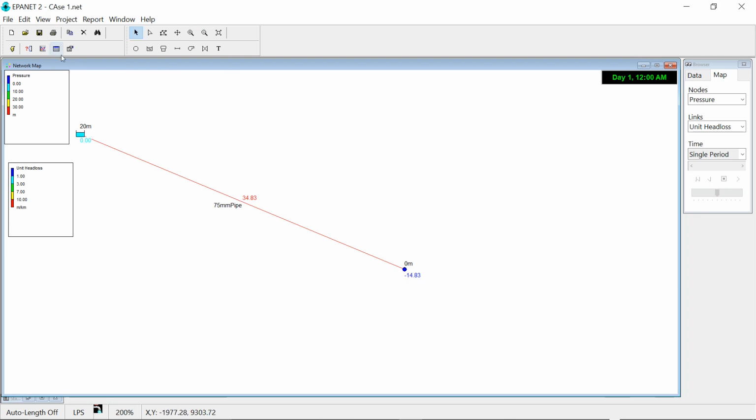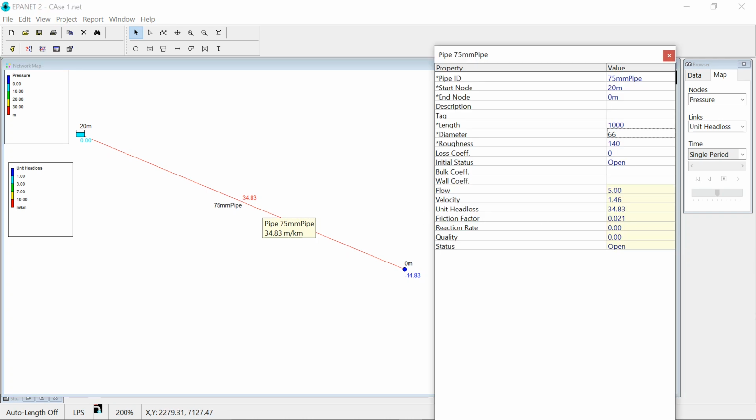We start with a very simple scheme to see what's going on. There's 20 meters of elevation difference, 1 kilometer of 75 millimeter pipe, and a 5 liter per second demand. Will it work? No. You need an additional 14.83 meters of energy, which is the negative pressure you're getting at the end node. In the blackboard, the system looks like this.